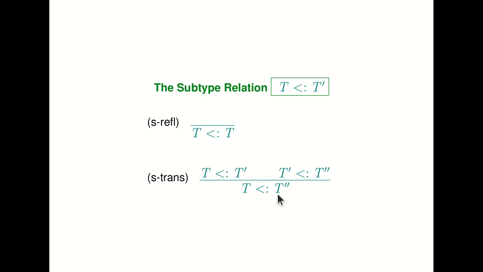Because intuitively, to get from T to T prime, we forget a bit of info, and to get from T prime to T double prime, we forget a bit more info, and so we should be able to forget a lot of information to go from T to T double prime. So we forget things here, and we forget things here, and so we should be able to go from T to T double prime.